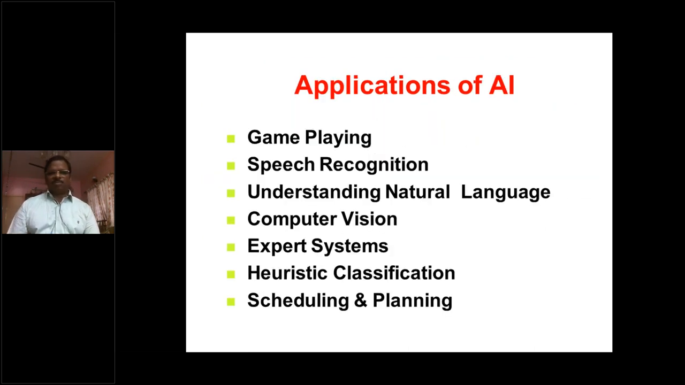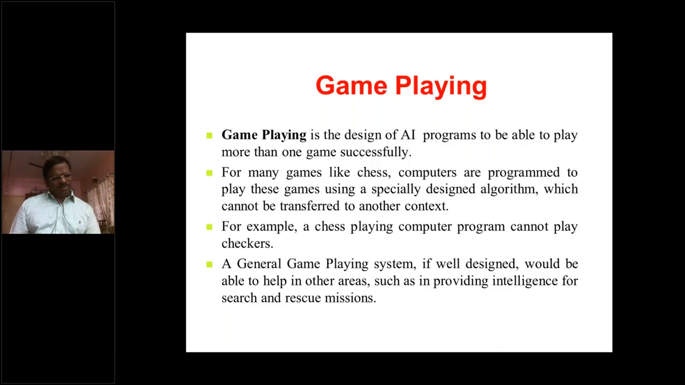So what are the next applications of AI? Game playing, speech recognition, and natural language understanding. These things we have already discussed. Then what is game playing? Nowadays, without game playing, by adopting AI techniques, no games are carried out. In a game, we can fit the actions, the algorithmic methods, the information, everything. A chess playing computer program cannot play checkers.